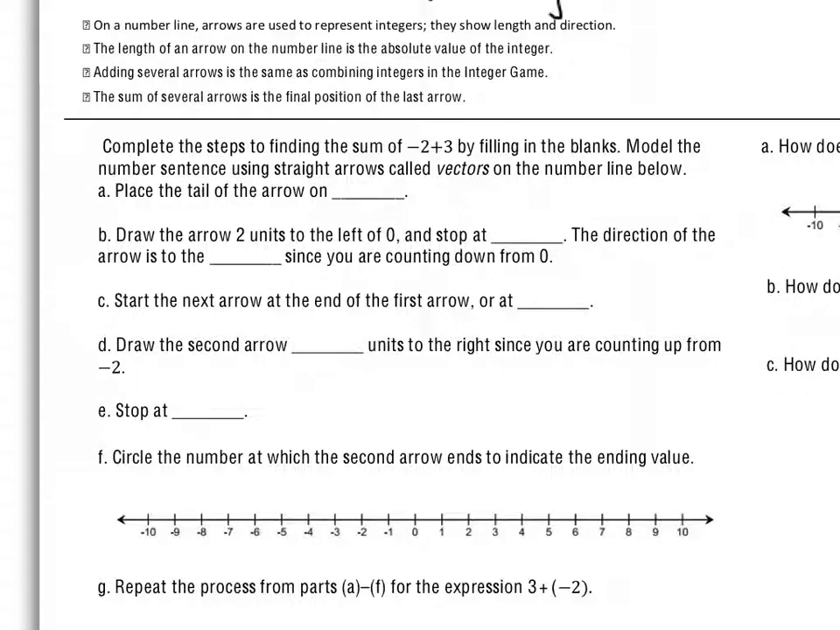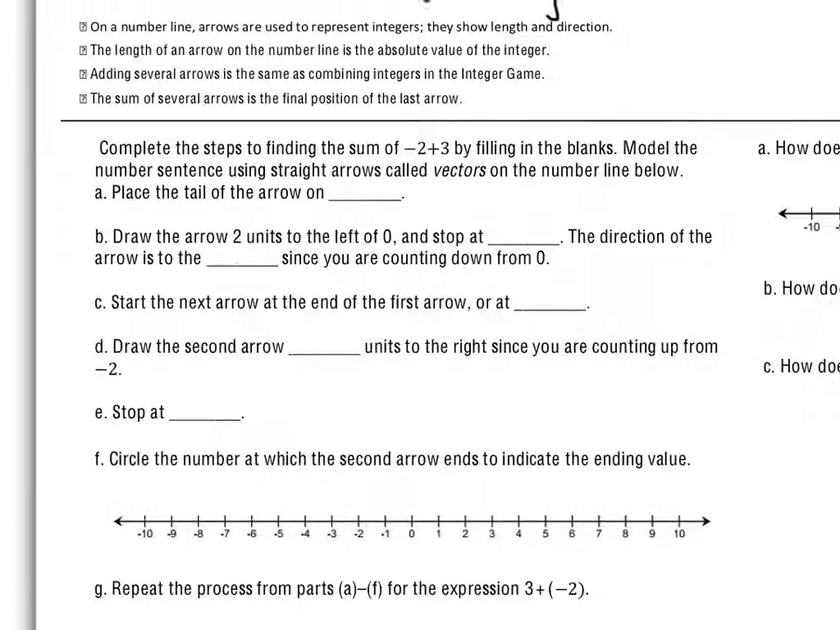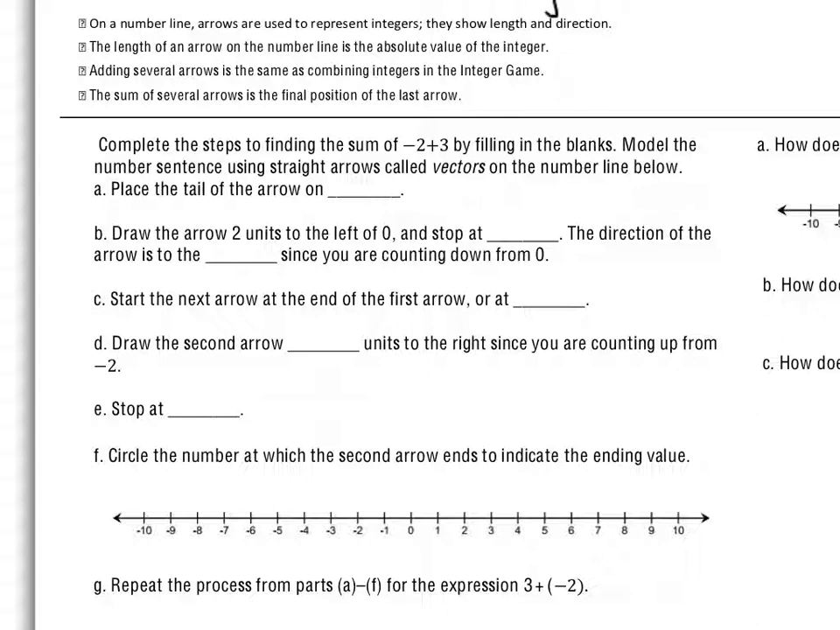So using an arrow diagram, we're always going to start at 0 no matter what. So I'm going to start here at 0. This is the tail of my arrow, starting at 0. And then because it's a negative 2, that means it moves to the left. And so it's just basically, instead of doing the hops that we did yesterday, draw an arrow that ends 2 units to the left. Okay, and that's going to stop us at negative 2. And the arrow is moving to the left since we're counting down.